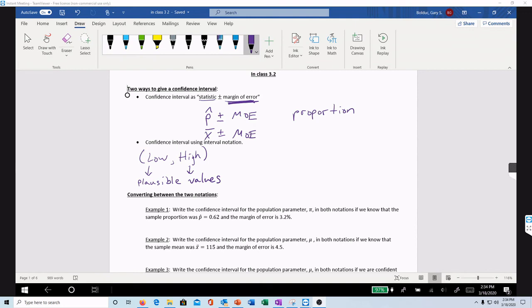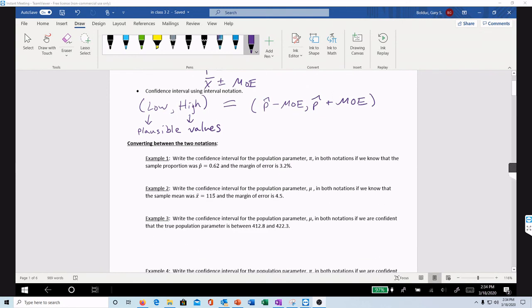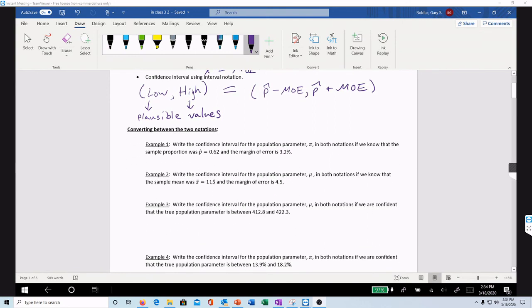But really, if we combine these formulas, this is the same thing as, we'll just do the proportion example, p hat minus the margin of error, p hat plus the margin of error. These are really the same exact thing. Your low and your high are going to be these two calculations. So then we can just go back and forth between these things. Just as an example, let's go to example 1.